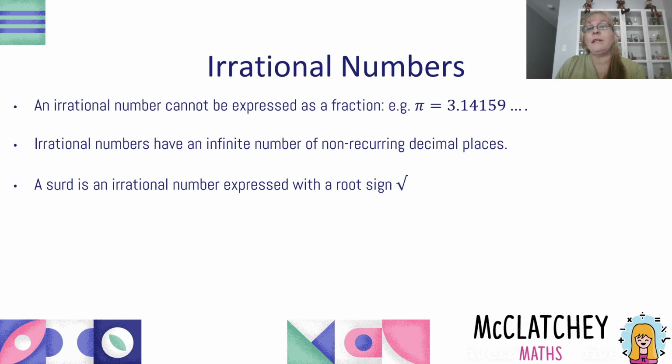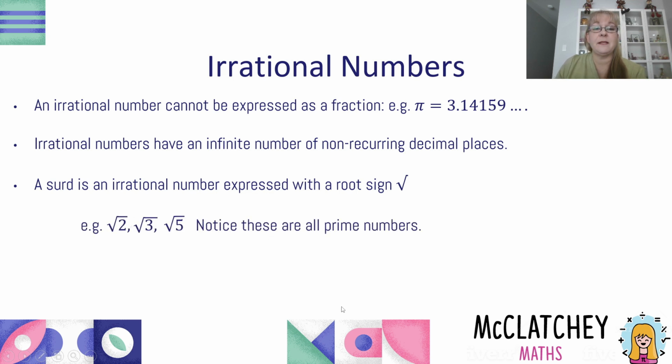Now, we represent a surd by using what's called a root sign or a square root sign. It looks like a tick, and basically all the numbers under here, there's a flat line that will sit on top of those numbers. And so this will be a whole number under the square root sign, not a decimal number. So here are some examples of some irrational numbers.